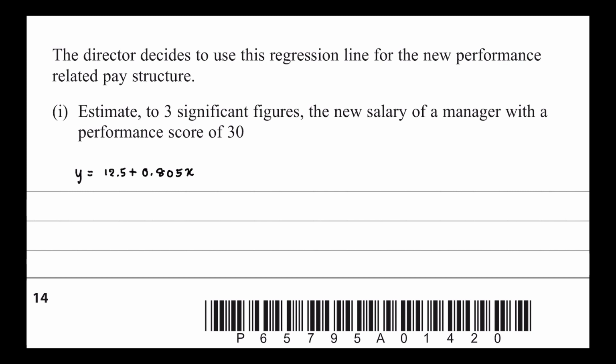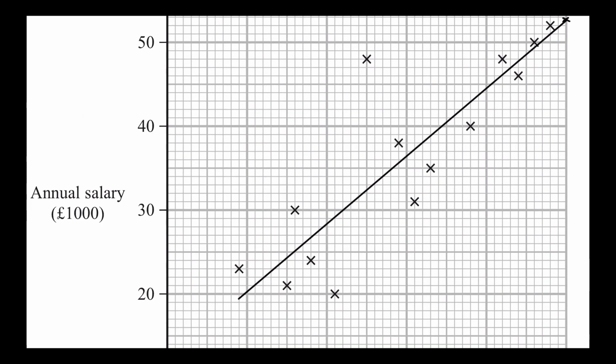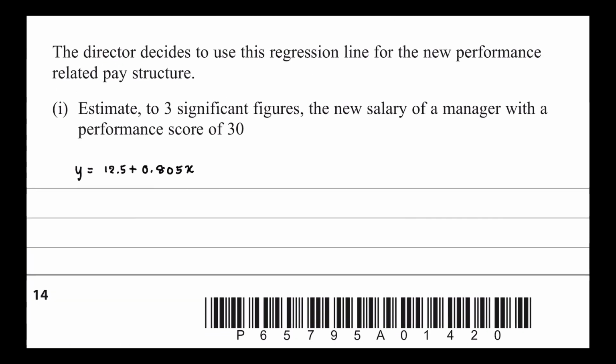Next, the director decides to use this regression line for the new performance-related pay structure. Estimate to 3 significant figures the new salary of a manager with a performance score of 30. You can see in our regression line here, x goes from 9 to 50. That means to estimate 30, it is an interpolation. So we can estimate it.